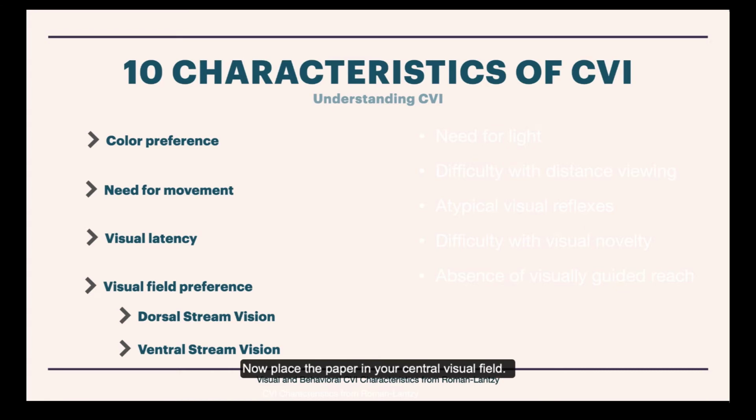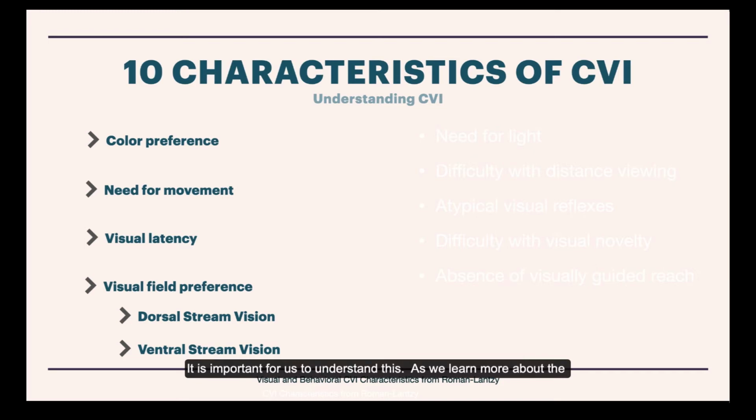Now, place the paper in your central visual field. Now let's double check. Can you read the words on the page? Yes, because now you can access your ventral stream vision, or your what vision.